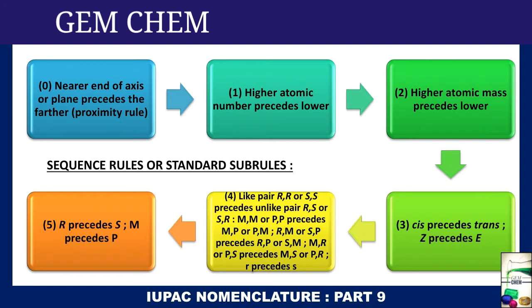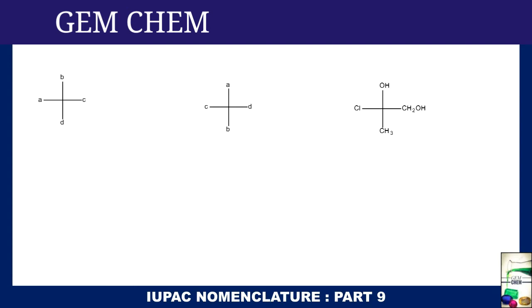Now RM or SP precedes RP or SM, whereas MR or PS precedes MS or PR, and small r precedes S. And the last rule, which is here in the standard sub rules, is R precedes S and M precedes P. Now first look at this one.